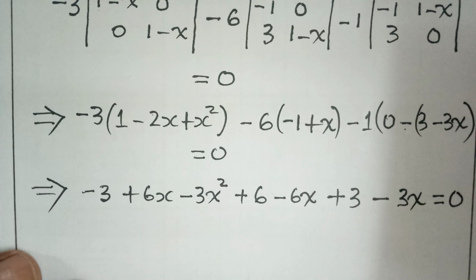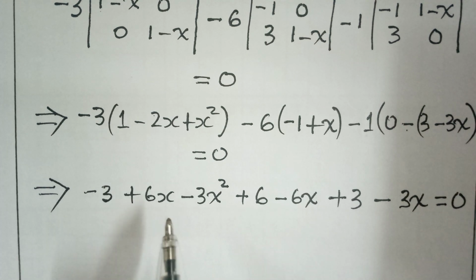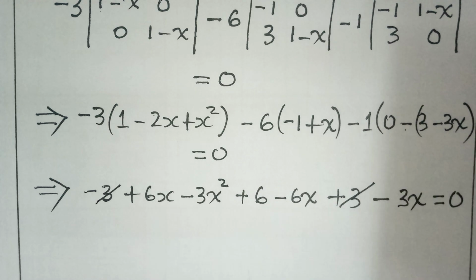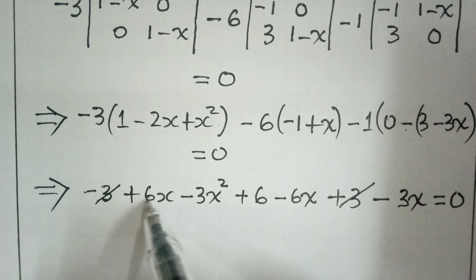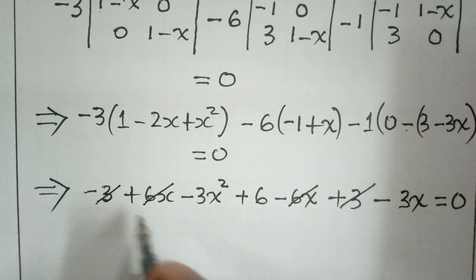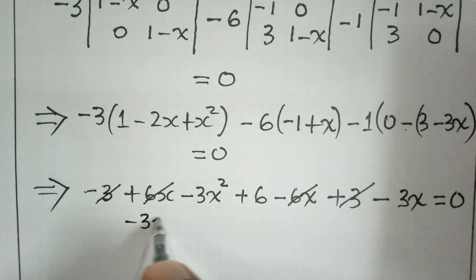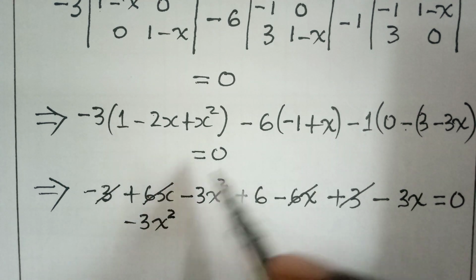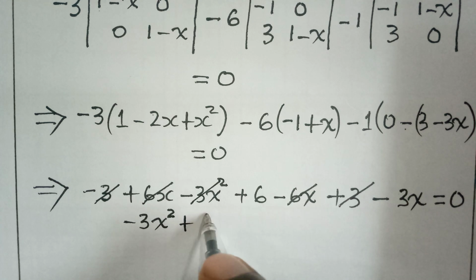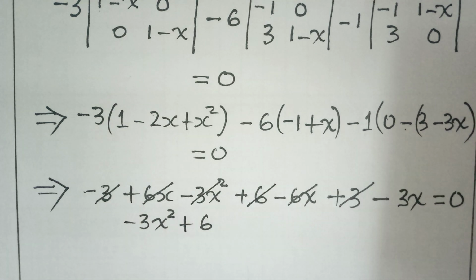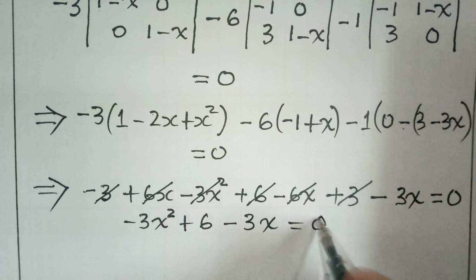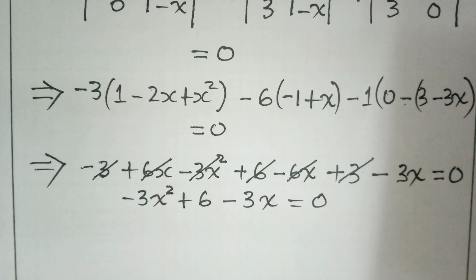So guys, we come now and evaluate this problem. Can cancel this negative 3 and 3. Can also cancel this positive 6x and negative 6x. And guys, the rest of the figures are negative 3x squared. Plus 6 can cancel now. Minus 3x equals to 0. So guys, you have a quadratic equation here which we need to solve.